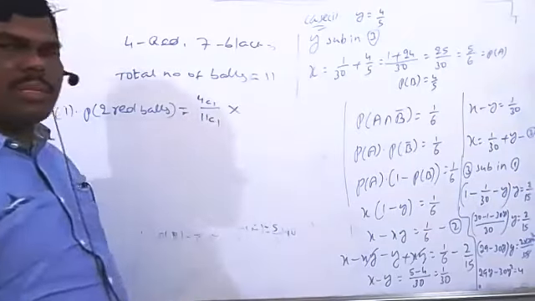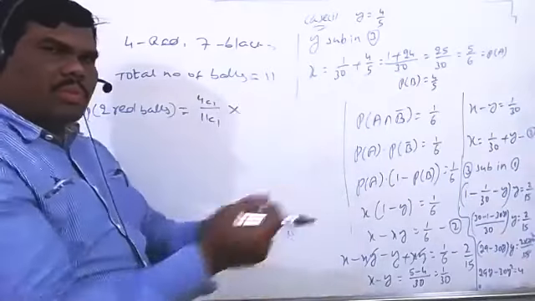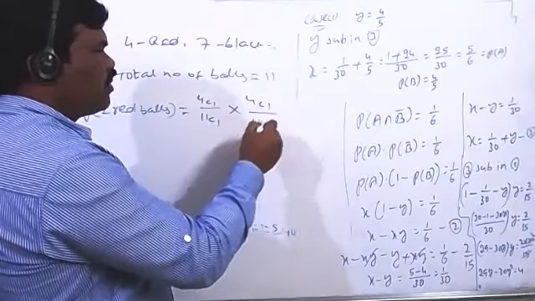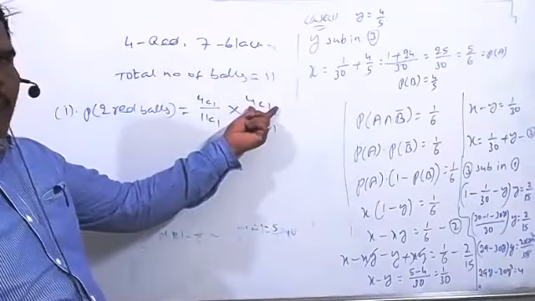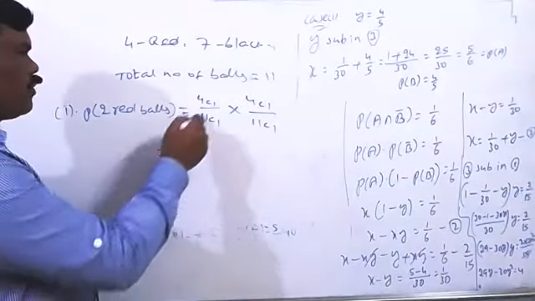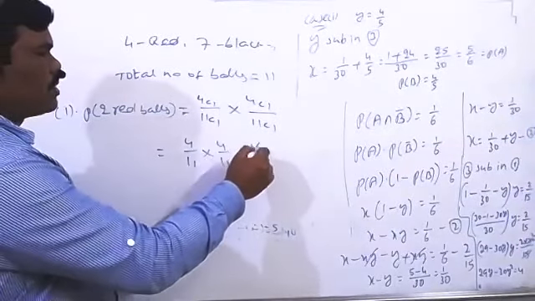And the multiplication. Again, with replacement means we drew and we mixed again. Again, what do you get? 4C1 into 11C1. Correct? Again we draw 1 ball, it will be the red ball, and from the total number of balls we select 1 ball. So 4C1 by 11C1 equals 4 by 11 into 4 by 11 equals 16 by 121.